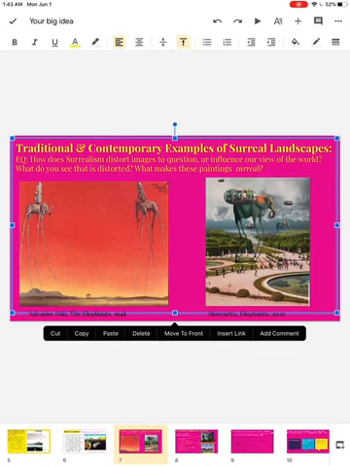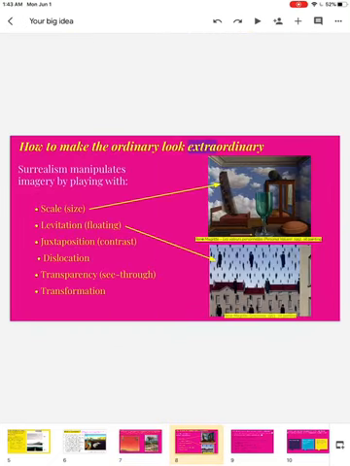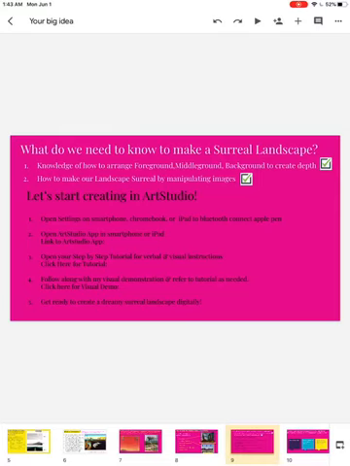Let's see. So moving on, how does surrealism make the ordinary look extraordinary? We have a play on scale. Sometimes they make things that float. There's juxtaposition, which means contrast. It's two images that do not belong together. Dislocation, transparency, and transformation. So we have a lot of plays on images in order to change our view of the world.